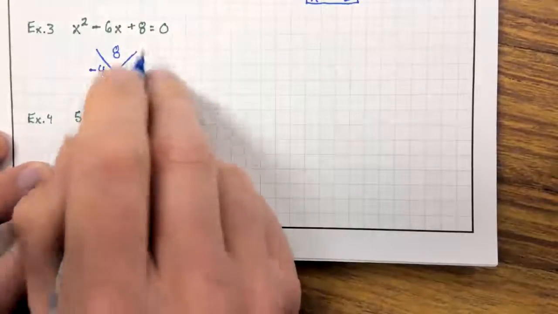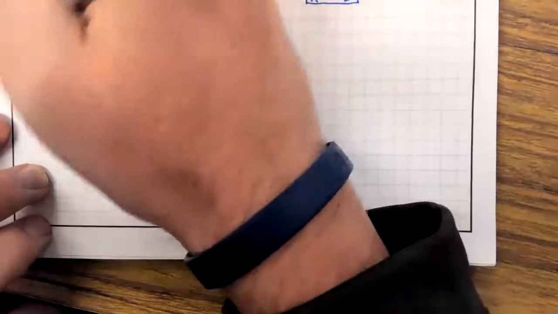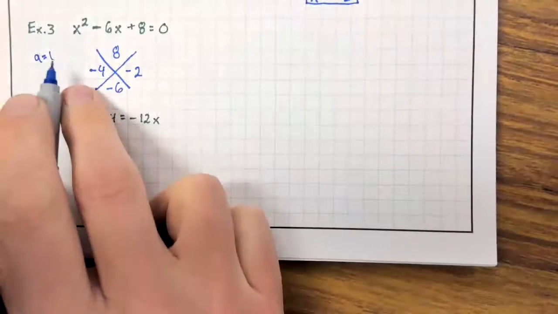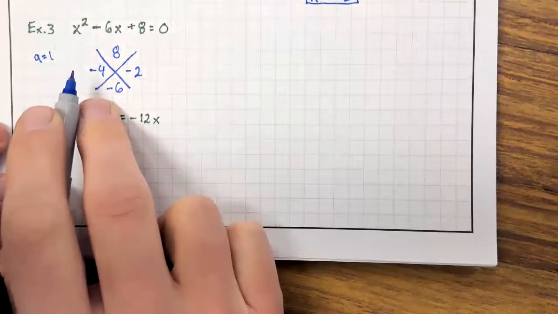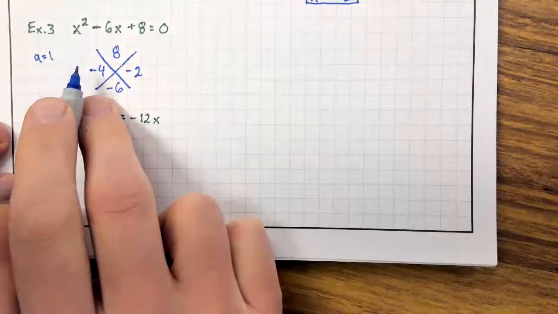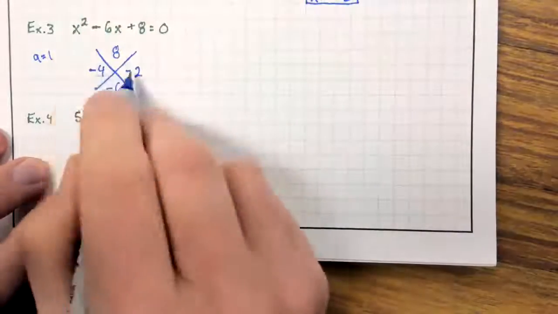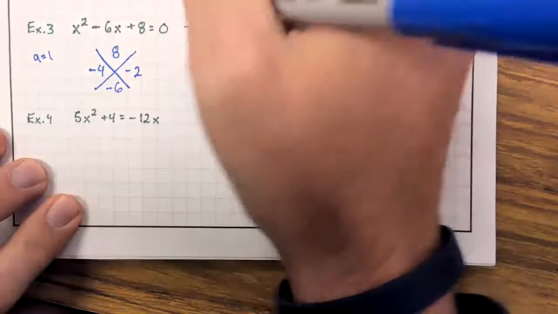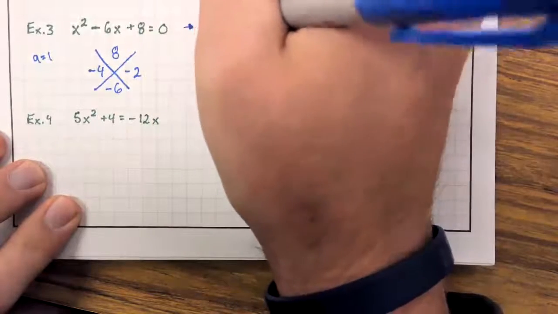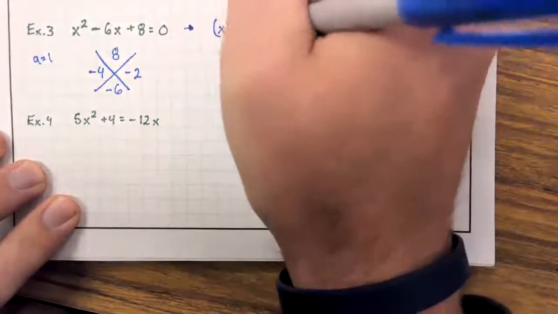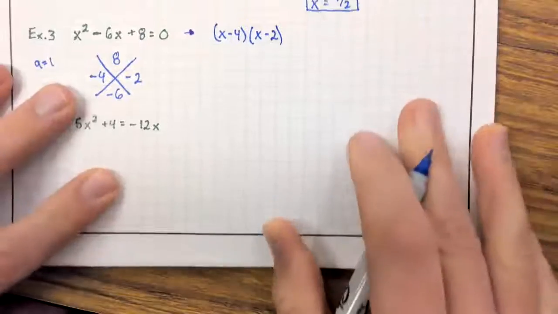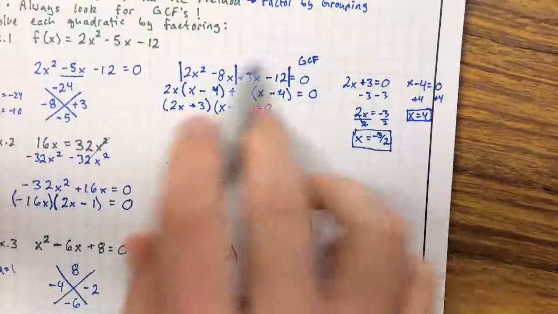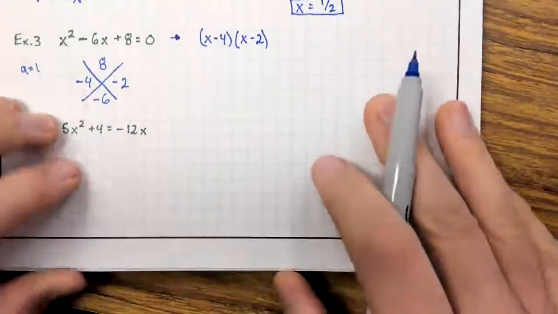Now this is going to be phenomenal for you guys. The a value here equals 1. If the a value is equal to 1, you don't actually have to do factor by grouping. I'll show you why. All we have to do when a equals 1 is find these two factors and just rewrite your equation. We could just rewrite this as x minus 4 times x minus 2. You get to skip all of this when a is equal to 1.